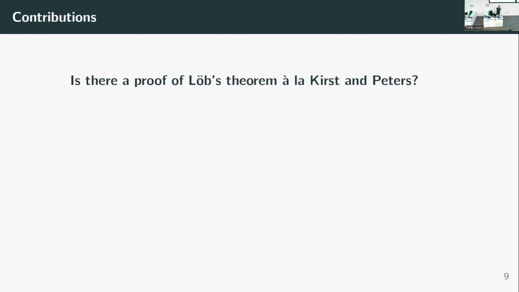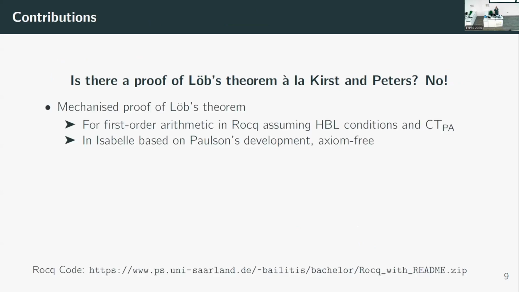Well, we wanted to figure out whether there's a proof of Löb's theorem with synthetic computability and Church's thesis. Unfortunately, there's no such proof. I can't do it. These things don't give enough insights into the system. Löb's theorem is too deep for this. We mechanized Löb's theorem twice, once in Rocq, where we assumed that the HBL conditions hold, and where we assumed Church's thesis. From this, we get Löb's theorem, and also in Isabelle, based on Paulson's development, and this is completely free of any axioms. Paulson proves all the hard stuff already, lots of code, but our proof is only a small extension.